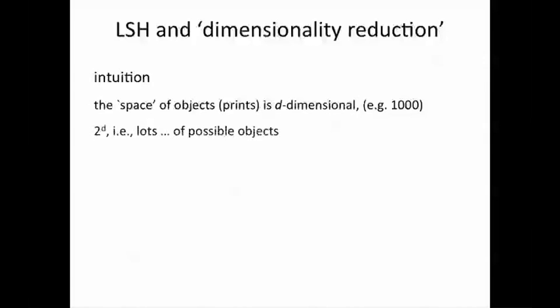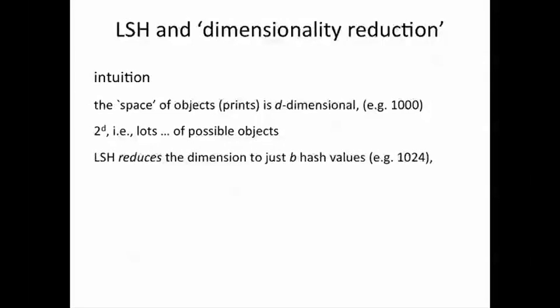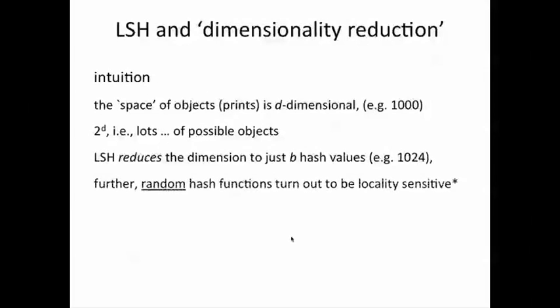There are lots and lots of possible objects in this space, not all of which are fingerprints, but definitely the space is very, very large. 2 to the 1,000 is really, really huge. What LSH does intuitively is it reduces the dimension to just B hash values, and B is small, 1024 in this case. Further, the fact that we use random hash functions turns out to make them locality sensitive.